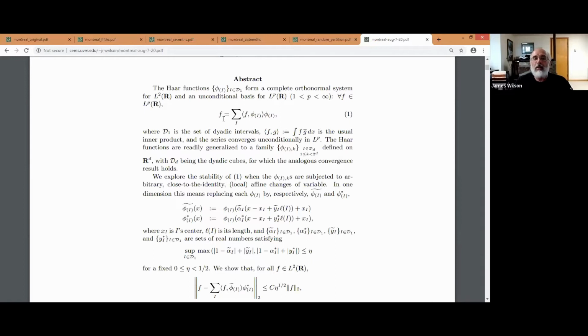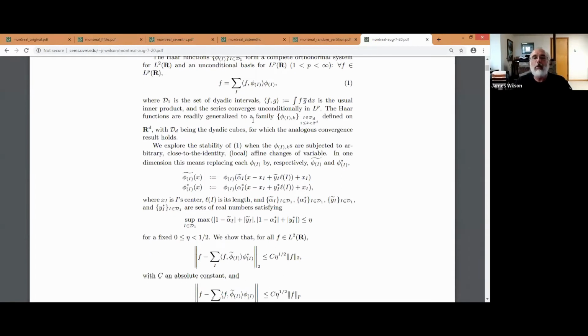Now, what I'm going to be looking at is the stability of this kind of expansion when the Haar functions are mucked up, if you perturb them. Suppose you have a bunch of numbers, alpha_I twiddle and alpha_I star, and also other numbers y_I twiddle and y_I star. The alpha_I's are all close to 1. The y_I's are all small. So we just say that |1 minus alpha_I| plus the y_I twiddle and star are small.